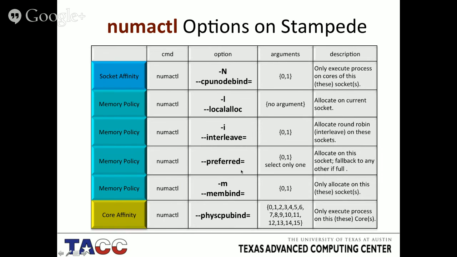Okay. The important one down here is memory bind, and not all the details are put up there. It says only allocate on this socket. Okay, so that has 2 consequences. One, if you can't get any more memory on that socket, it's going to abort on you, if you run out of memory.